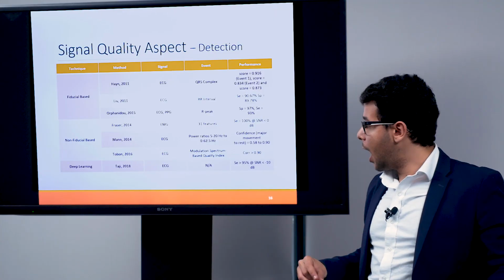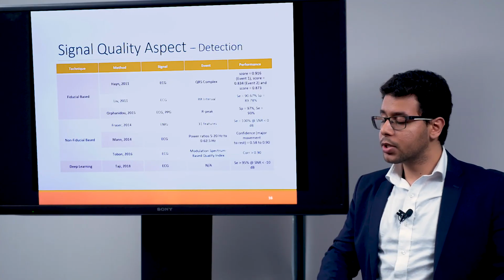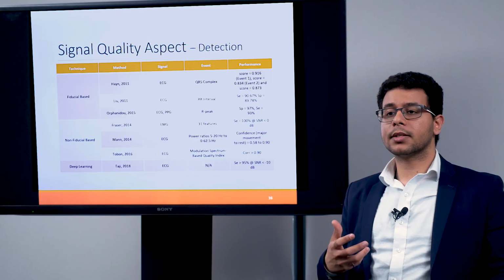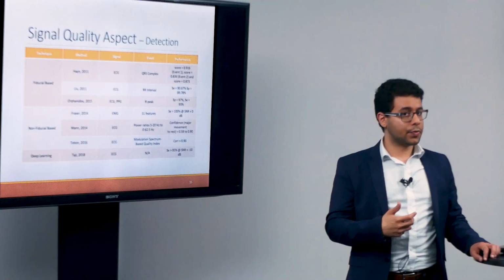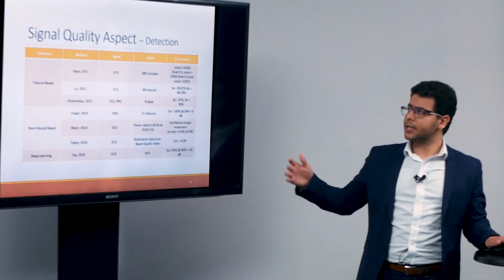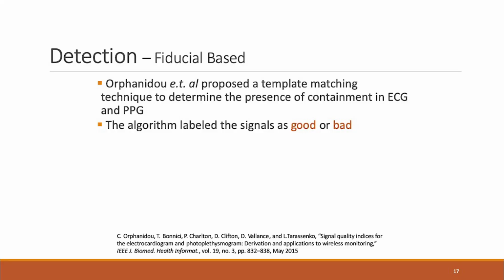Finally, we have the last subcategory, which is deep learning. In deep learning, we're not making any assumptions about the signal. We're simply giving it to the algorithm and asking it to discern the patterns for us. We're going to give an example of one of the techniques, and let's start with a fiducial point one. Here, Orfandio decided to propose a template matching technique in order to determine the presence of any contaminants in either ECG or PPG.